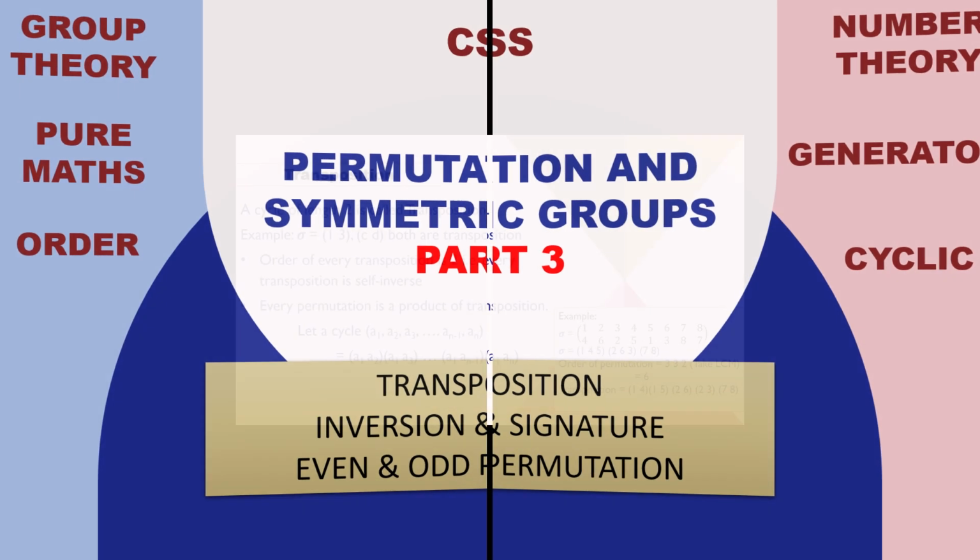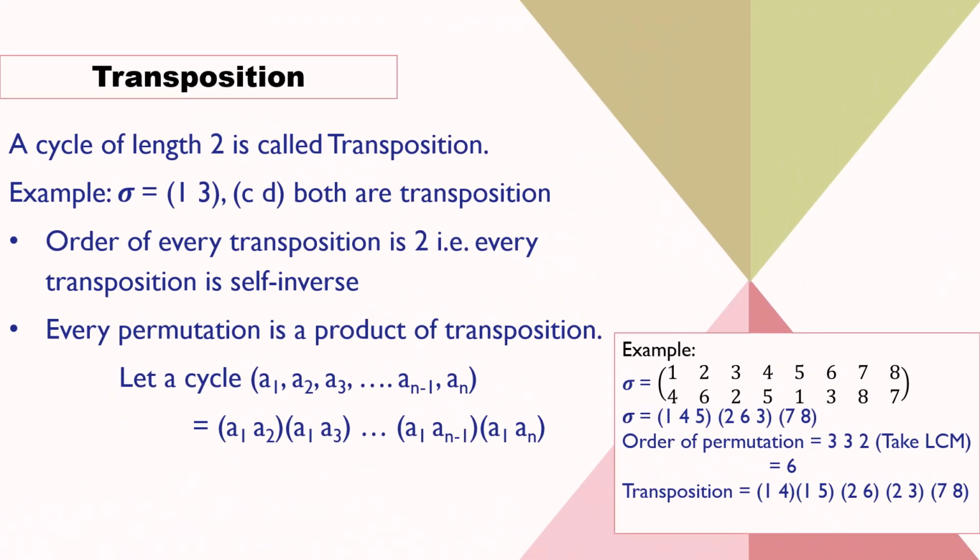Now, first of all, we understand what is a transposition. A cycle of length 2 is called a transposition. Now, it's not an alien concept. It's very easy. We just explain it with the help of an example. So we have sigma, this is one permutation which is named as sigma.